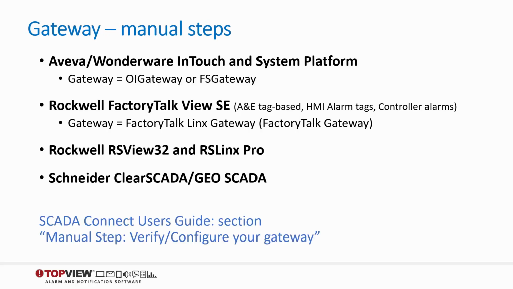The last topic in this video is the manual configuration steps for your gateway. This only applies to the SCADA systems listed here. If your SCADA is not listed, you've completed the configuration of the gateway, and you can continue to syncing your SCADA alarms to TopView. For the SCADAs listed, we'll briefly describe the steps you need to complete to configure your gateway. The details of these steps are in the SCADA Connect User's Guide. The section is titled Manual Step, Verify/Configure Your Gateway.